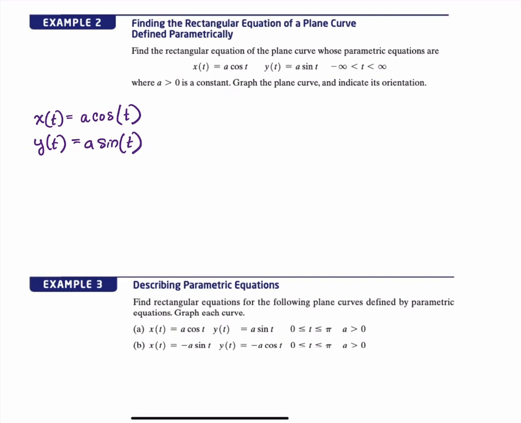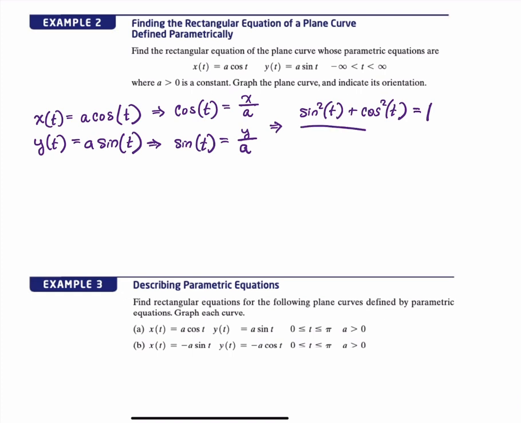Since we have sine and cosine, there's some identities that we can use. Let's solve each of these for their trig function. Like I could say that the cosine of t would equal x over a. And here I can say the sine of t should equal y over a. So we have some identities to work with. We know that sine squared plus cosine squared equals 1.